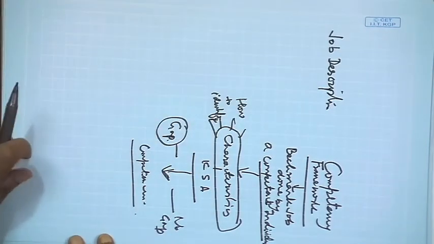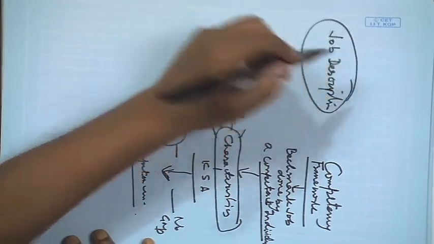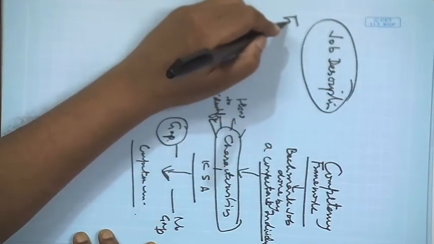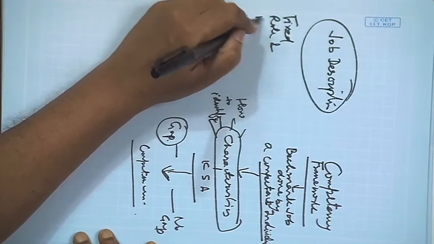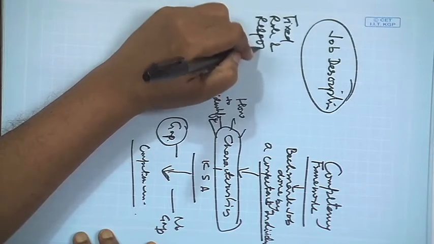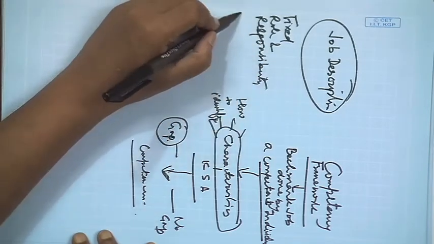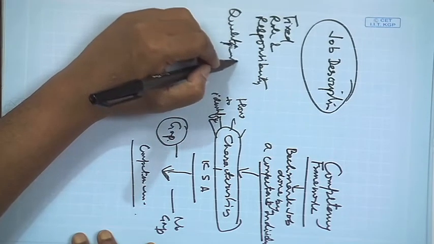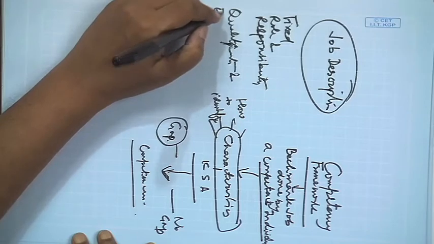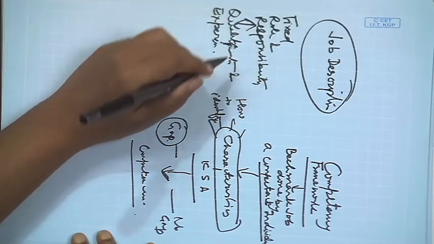And for that you are going to use certain tools and techniques. In the job description approach, what happens? You have fixed roles and responsibilities, right. You have fixed knowledge, qualification, experience, okay. And then you are going to match this.